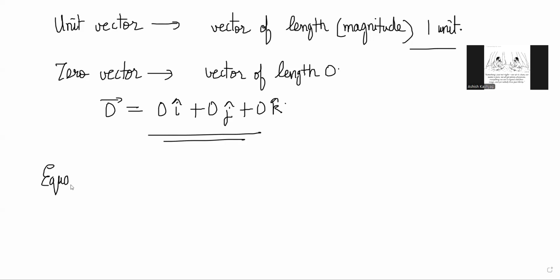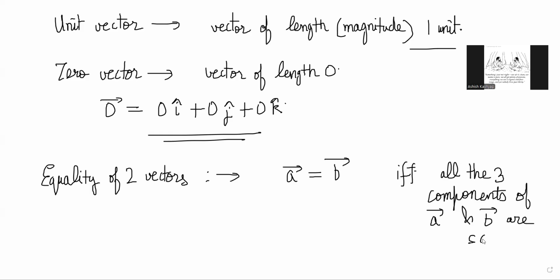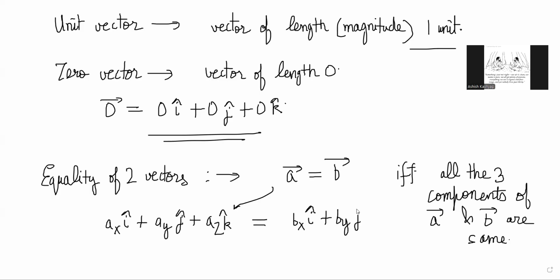Also, what is equality of vectors? Equality of two vectors: we say that vector A is the same as vector B if and only if all three components of A and B are the same. What do I mean by that? A could have components AX i cap, AY j cap, and AZ k cap, and B could have components BX i cap plus BY j cap plus BZ k cap. Now, if the two vectors are equal, we can say AX is equal to BX, AY is equal to BY, and AZ is equal to BZ, right?